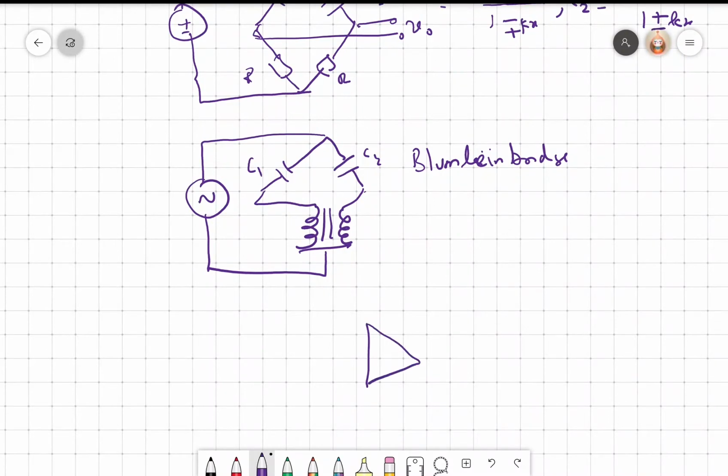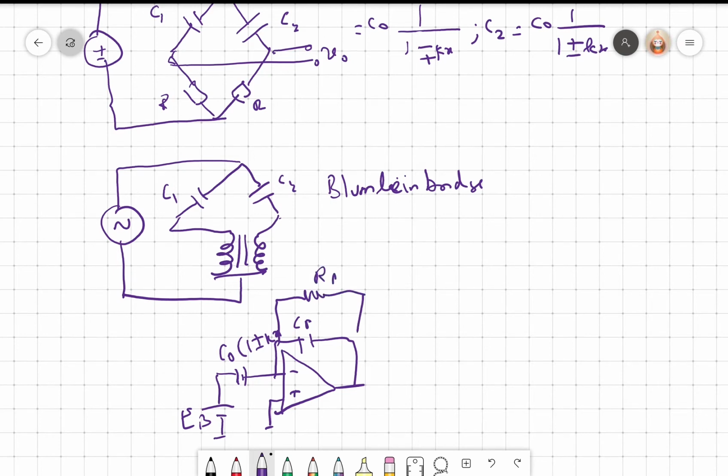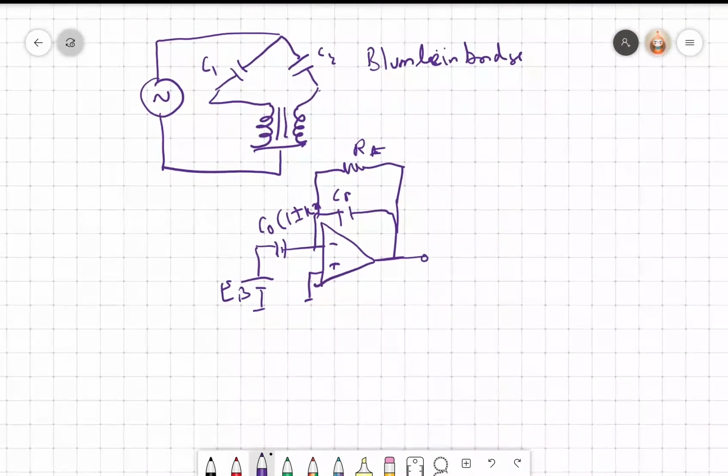Another circuit is that we have C naught into 1 plus or minus CF, and of course we need this circuit to be stable, we need an RF. So this is another circuit for single capacitive sensors.